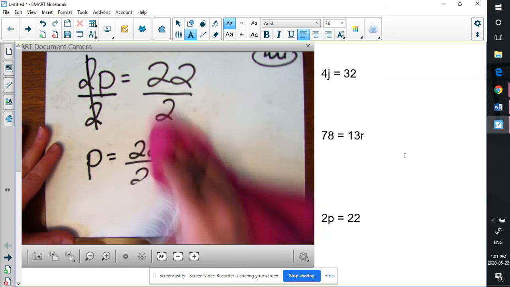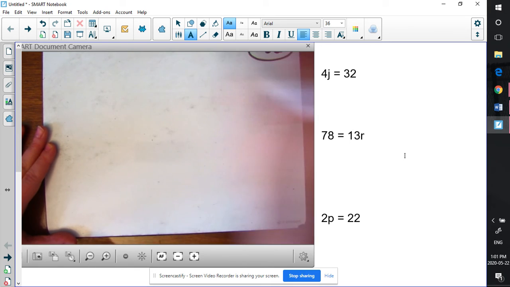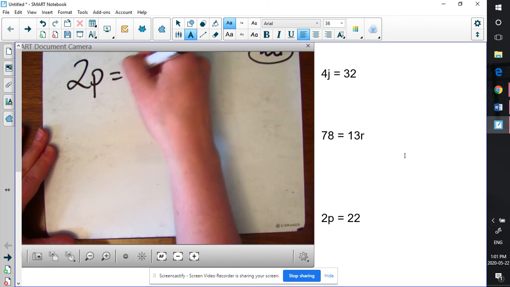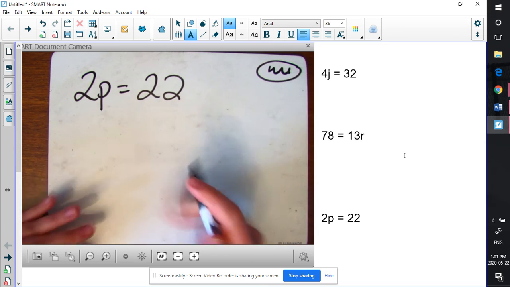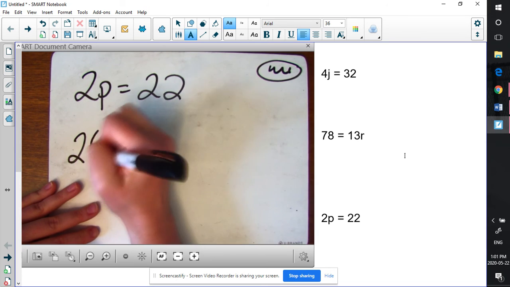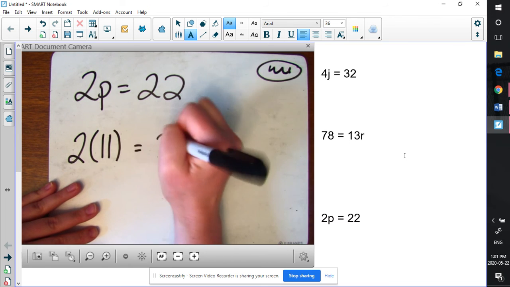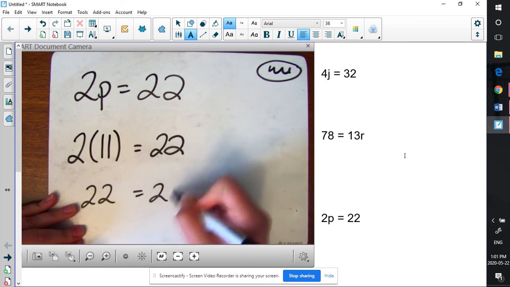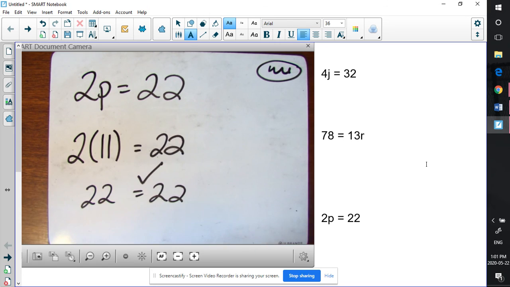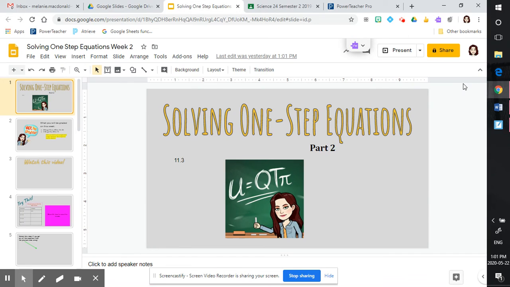Let's check our work. So I'm going to take the original equation and I'm going to put 11 in the place of p, of course using brackets. So 2 and then in brackets 11 equals 22. 2 times 11 is 22. So we are correct.